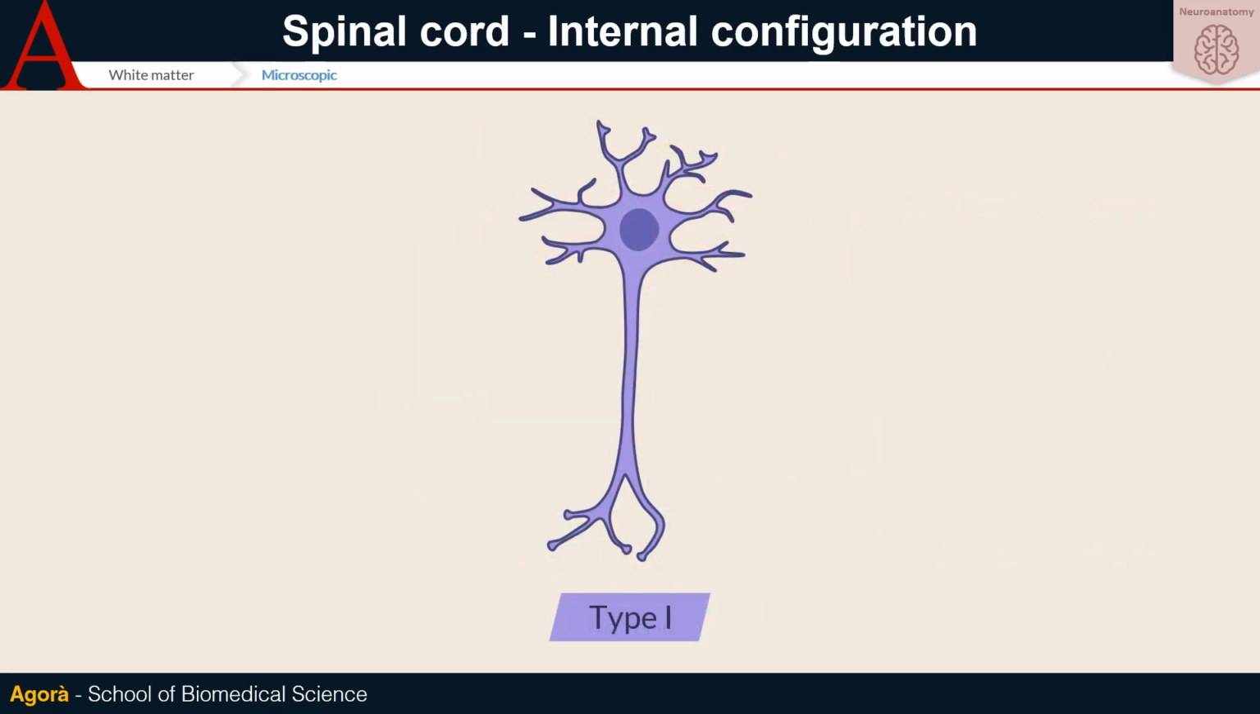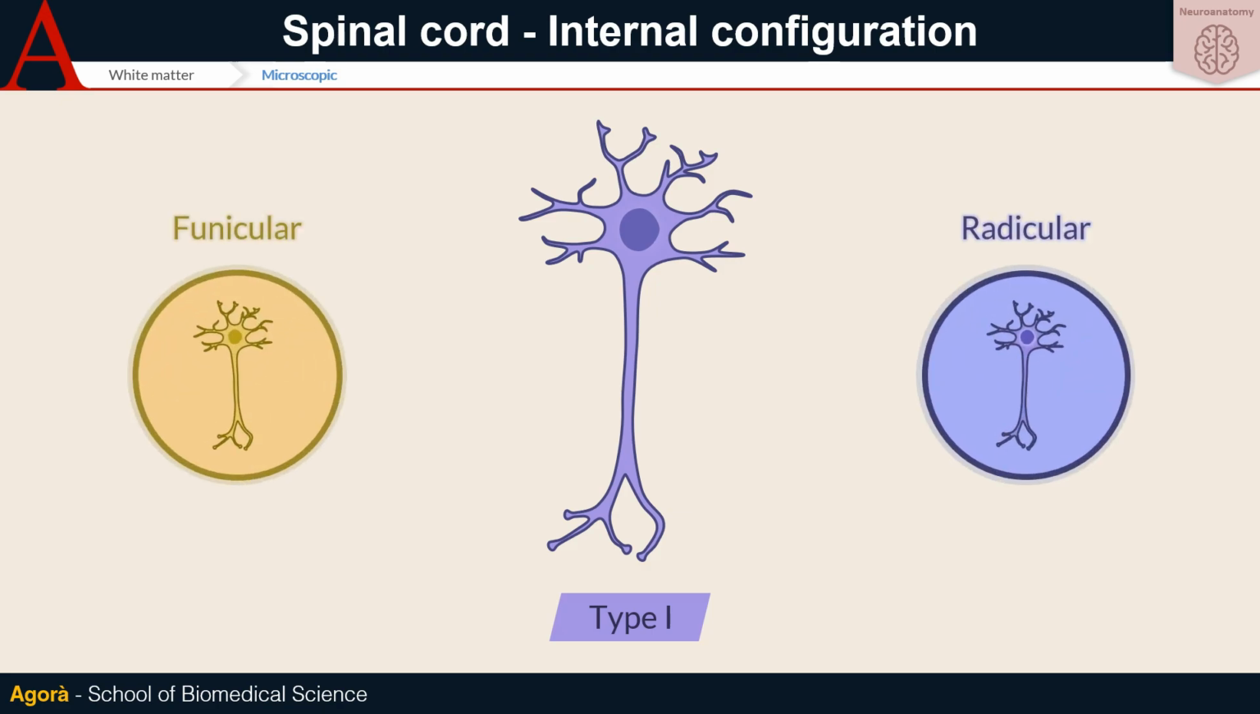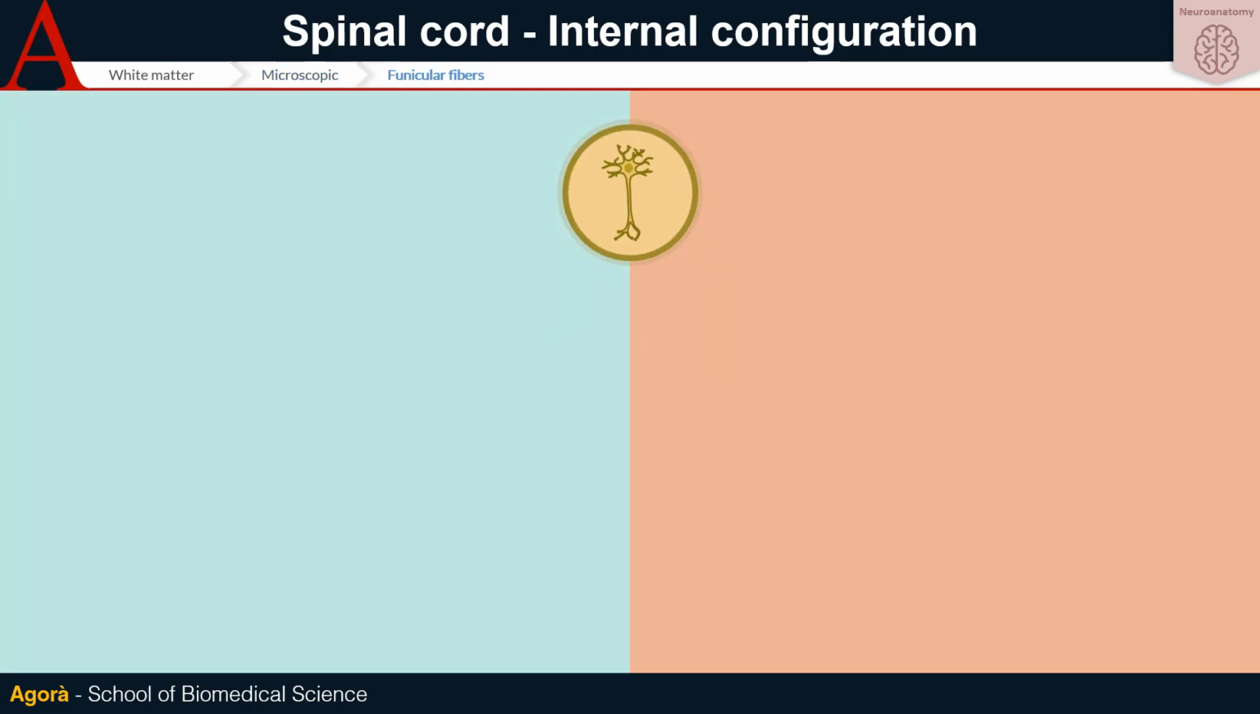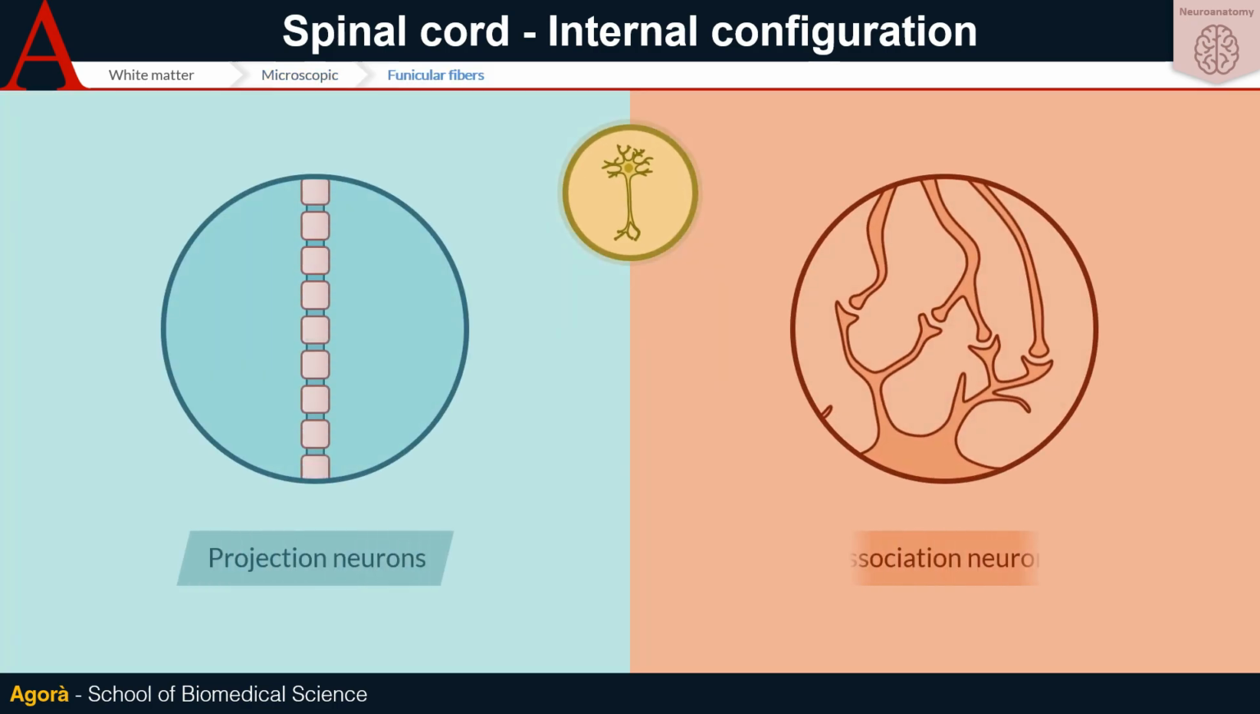The myelinated fibers in the white matter consist of the axons of Golgi type 1 neurons from the grey matter. This forms two types of extensions: funicular fibers from funicular neurons and radicular fibers from radicular neurons. The funicular fibers gather into bundles known as tracts, which can be categorized into two types: projection tracts and association tracts. Projection tracts are composed solely of ascending or descending fibers, while association tracts contain both ascending and descending fibers.